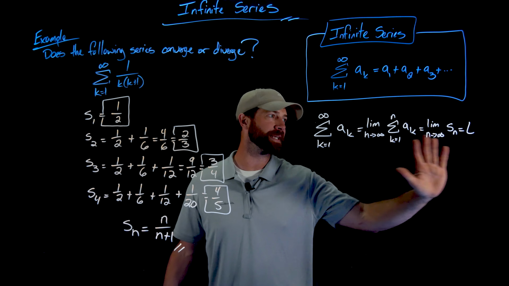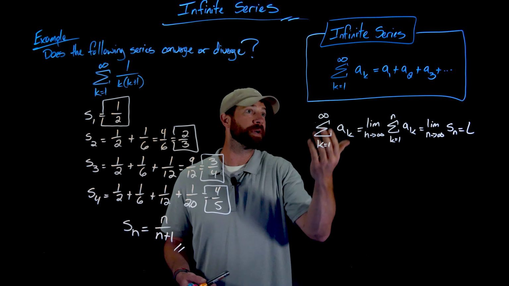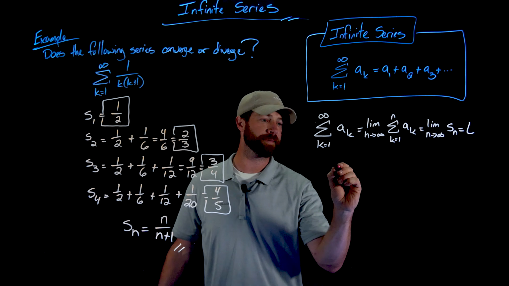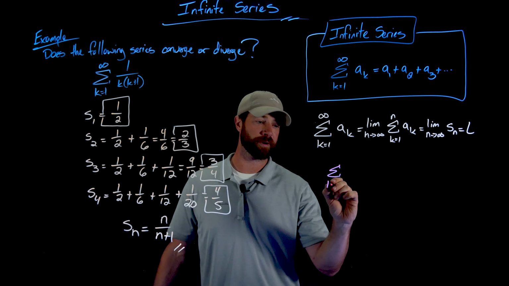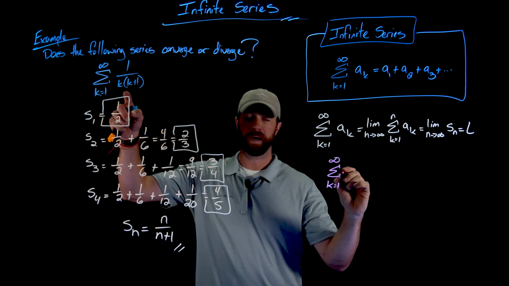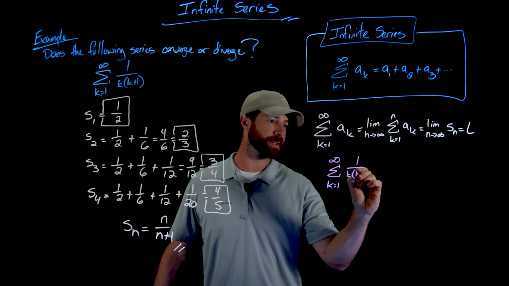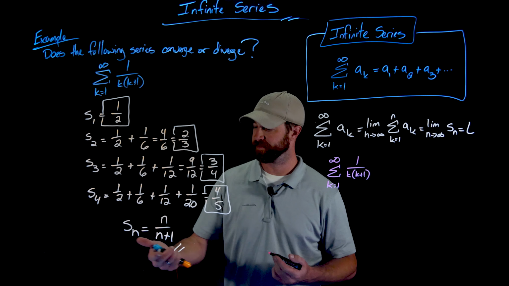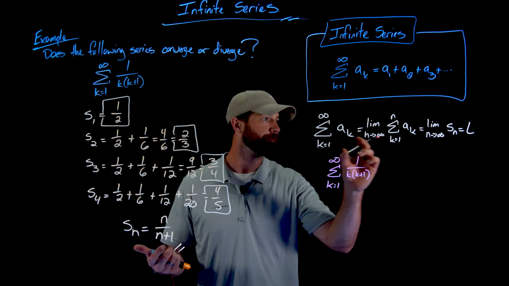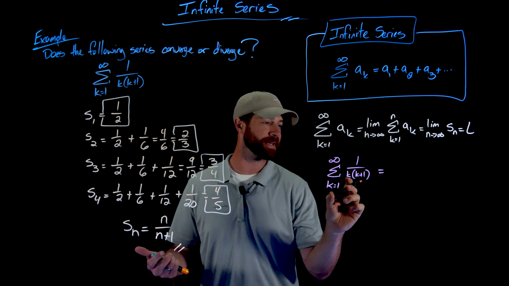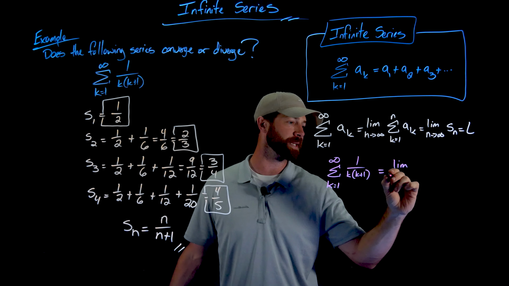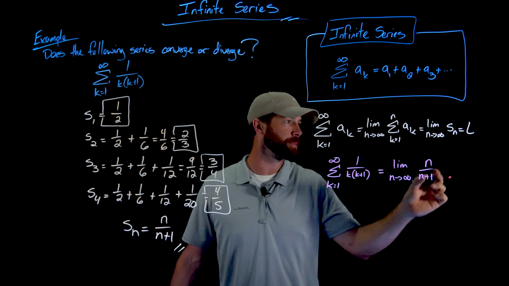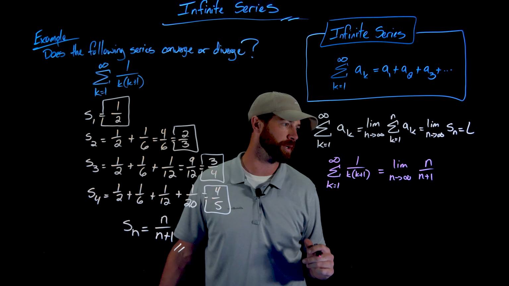Or in other words, I have this definition right here. So in this case, if I'm looking for the value of this infinite series, from k equals 1 to infinity of 1 over k times k plus 1, what I've found is that the nth partial sum is defined by this n over n plus 1. Following along to here, what I know is that this infinite series value will be the same as this limit, n over n plus 1. That's the explicit formula for the nth partial sum.